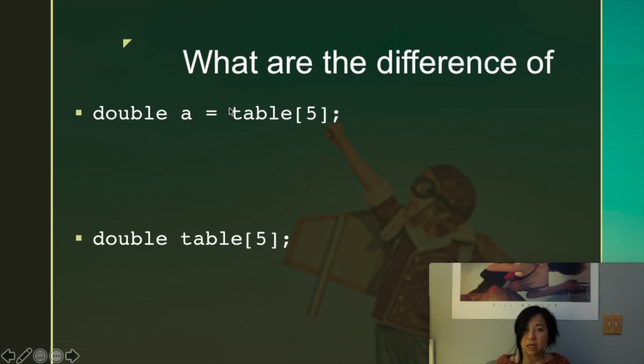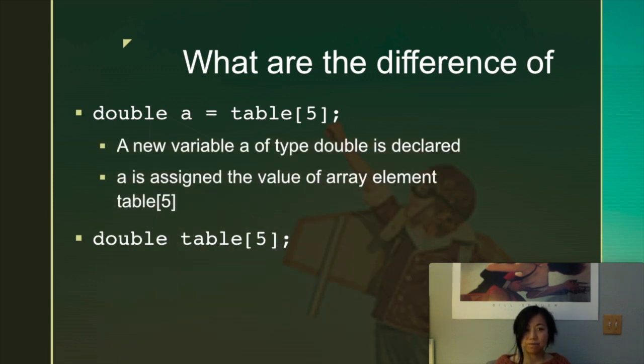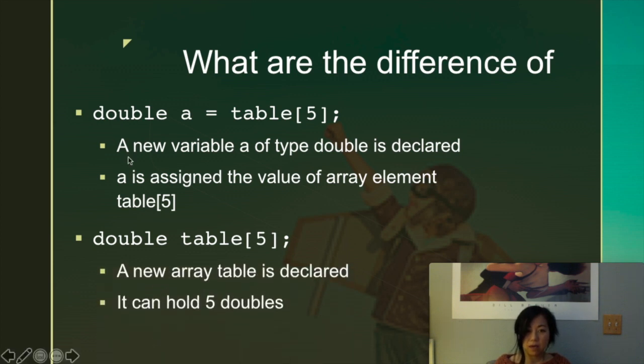The first line assigned the value to variable a, so we kind of assume table 5 is some value that is valid, so the array table should have at least 6 elements, right? So that's our assumption. And then here we are having 5 elements, and each one is a double. Each of the elements is a double in value.